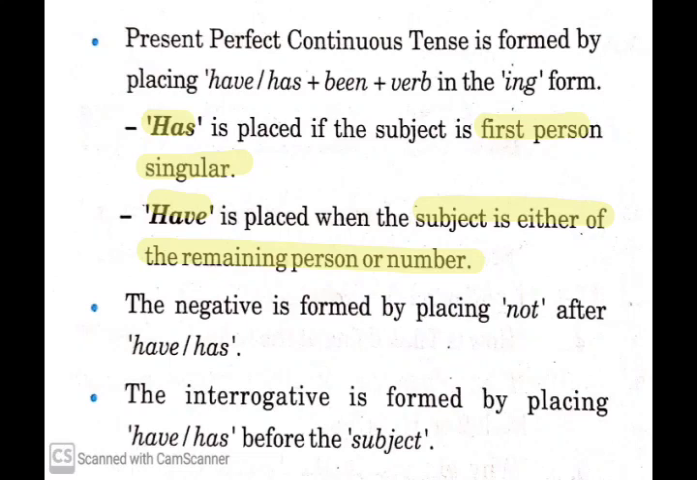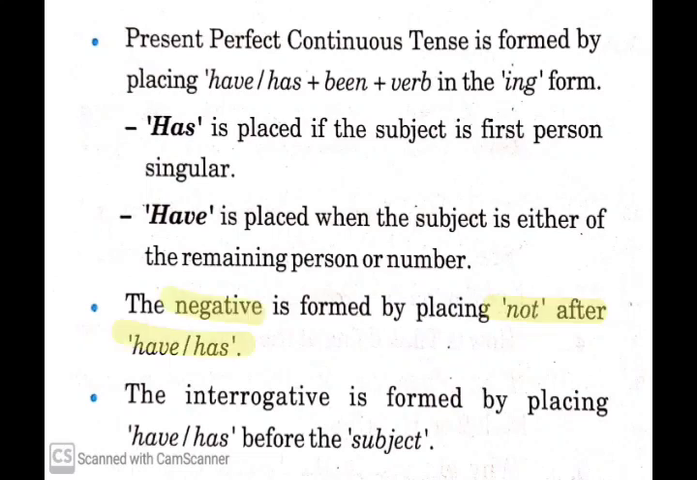As you remember, has is placed if the subject is third person singular, and have is placed when the subject is any of the remaining persons or numbers. So the use of has and have is similar to what we have discussed earlier, okay? For example, we can say he has been eating, they have been eating, I have been eating, the boys have been eating. Okay, so in this way we use it.